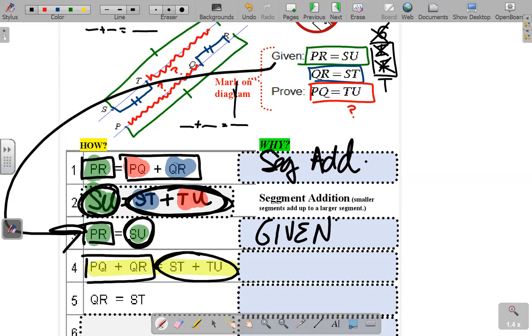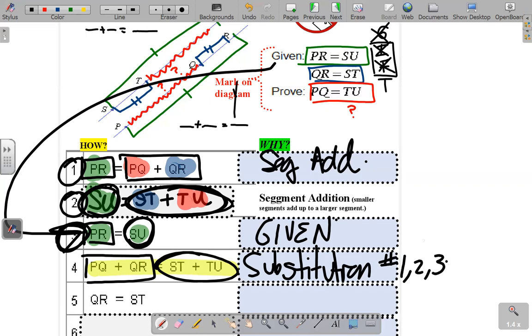Okay, what do we call that? Take something out, put something else in. How many lines did we smash together? And 3, yes. Exactly. We're getting there. Substitution lines, 1, 2, 3.